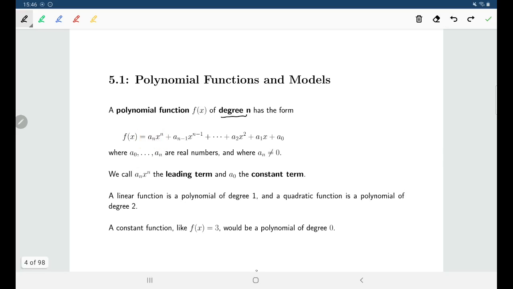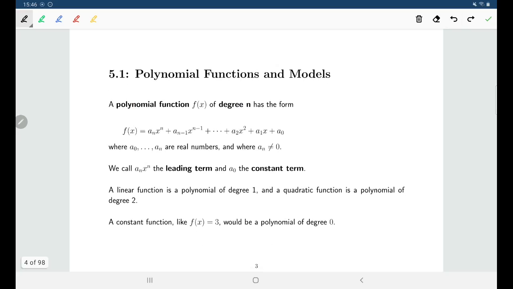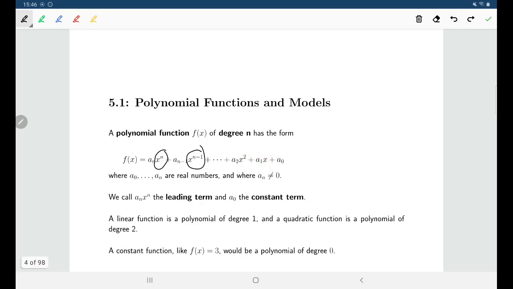Remember that for polynomials, the powers of x can only be positive whole number powers. So for all of these x's that we have, these are all whole number powers. There are no negative powers. There are no fractional powers. For the coefficients, though, those can be any number we'd like: a_(n-1), all the way down to a2, a1, and a0. Those can be any real number we'd like.